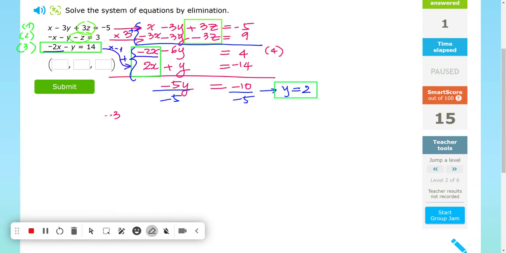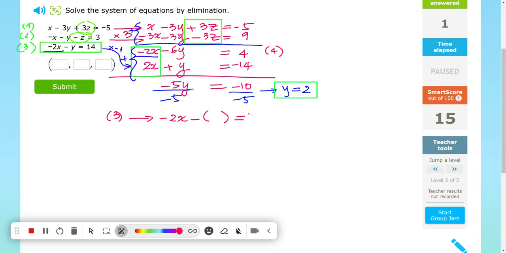Equation number 3. Substitute. I got negative 2x subtract y equal 14. But now the y is number 2. Alright. So I put here number 2 for the y. Okay. So let's do this. I should add 2 on both sides. So then I come out negative 2x. Ooh, negative 2x equals 16.